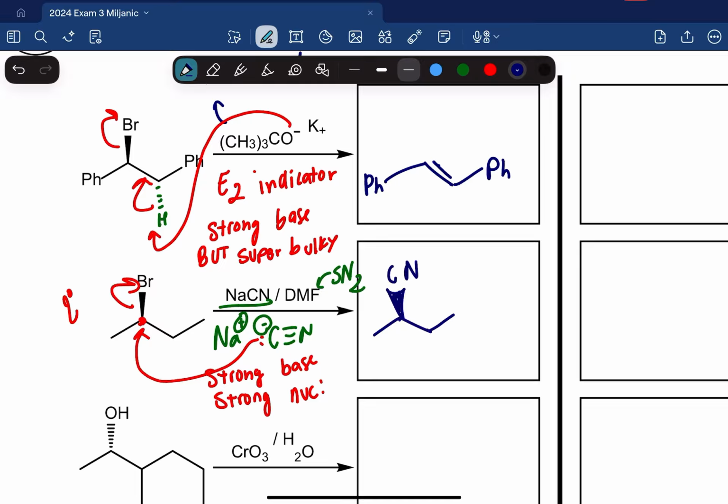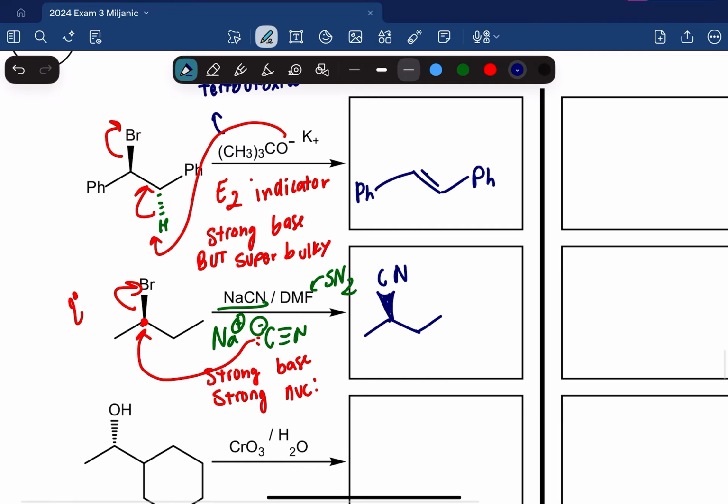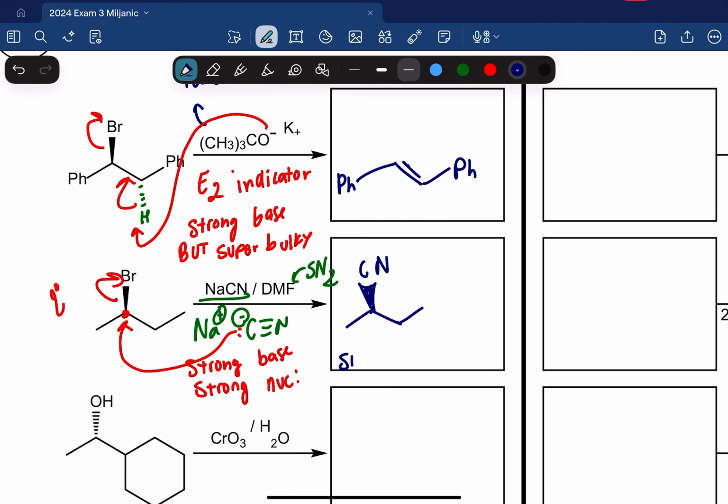But note, there's one thing special about SN2, which I'm sure you caught already. We're going to invert the stereochem. So be careful, he pointed that out. There's not going to be a wedge, it's going to be a dash, like that.